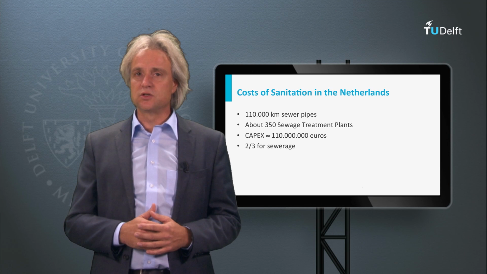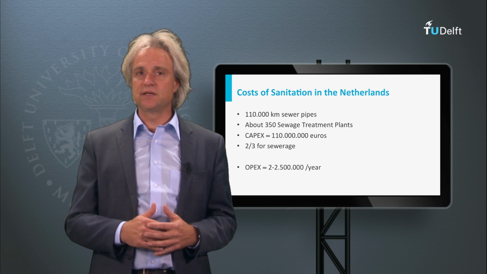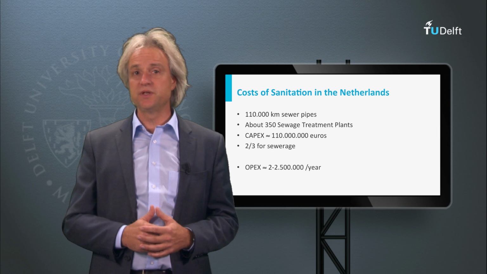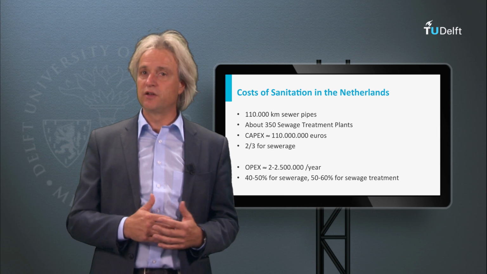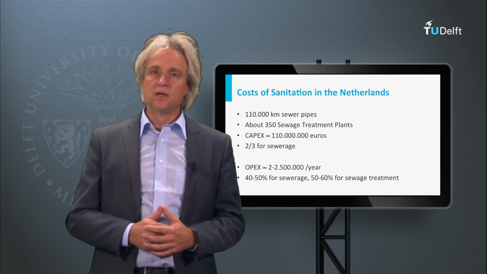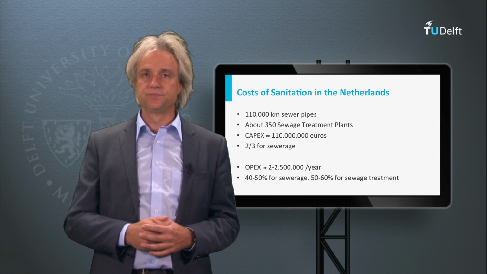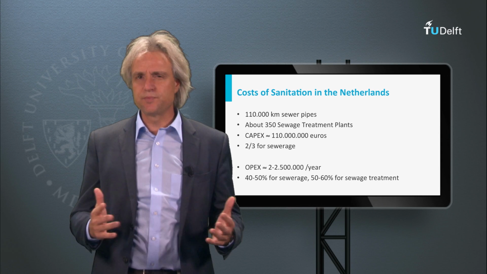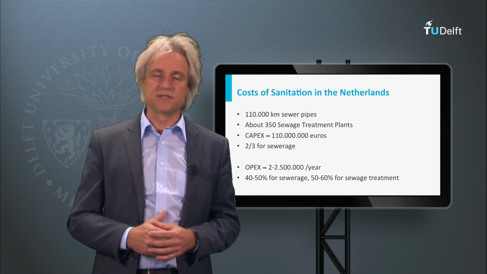For maintenance, the so-called operational exploitation, or OPEX cost, are estimated at 2 to 2.5 billion euros per year, with about 40 to 50% for maintaining the sewerage and 50 to 60% for operating the STPs. The OPEX alone creates a bill of about 150 euros per citizen per year. The actual value is lower since part of the cost is also covered by the industry that also makes use of the system.